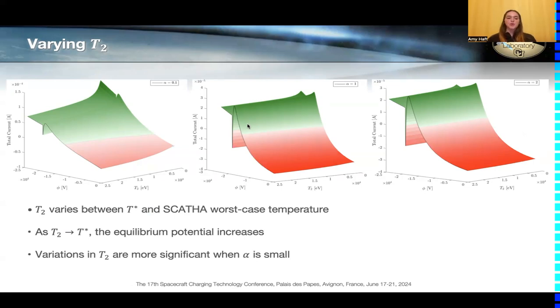This simulation supports the previous conclusion that perturbations in the environment cause more severe jumps in target potential when alpha is small. Another interesting finding here is that as T2 becomes closer to the critical temperature T star, the equilibrium potential increases in all three cases.